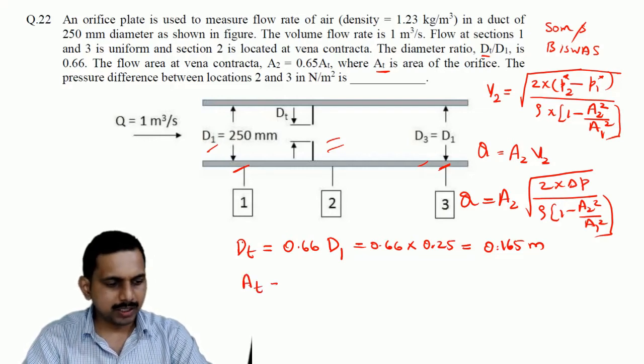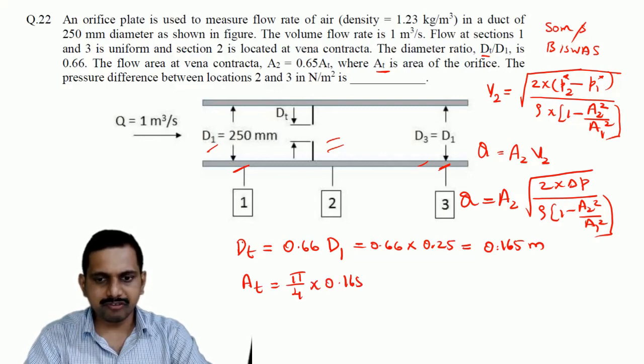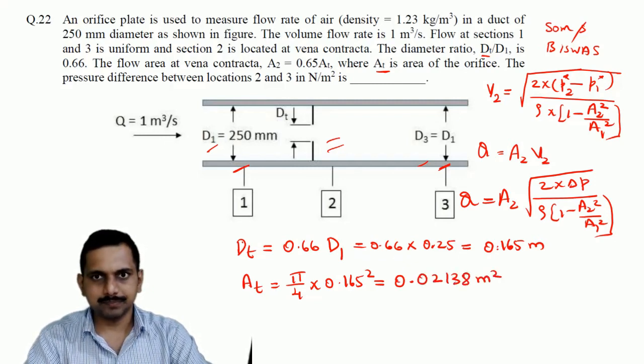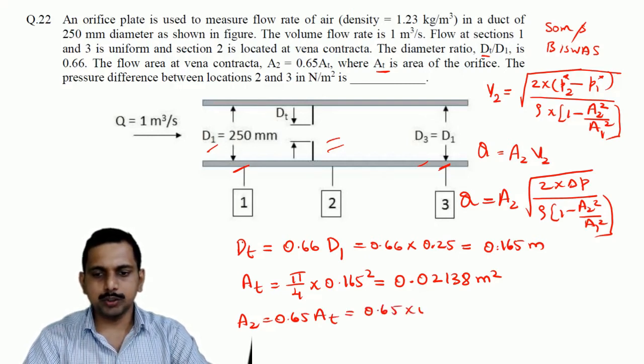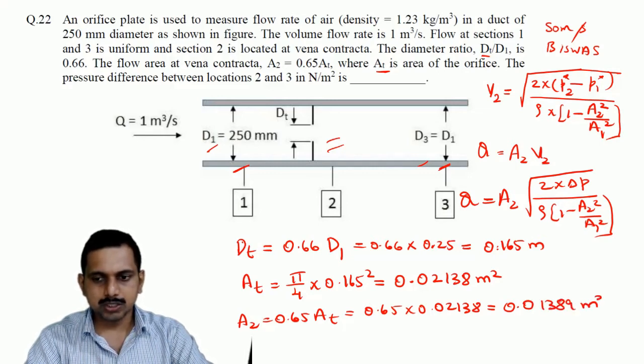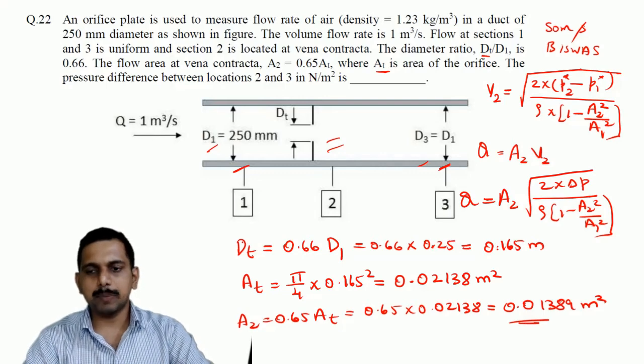What would be AT? AT would be pi by 4 into 0.165 square, and the answer I get is 0.02138 meter square. Next, what is given is A2 is equal to 0.65 times AT. So this is 0.65 into 0.02138, and the answer I am getting is 0.01389 meter square. Now let us apply this onto this.